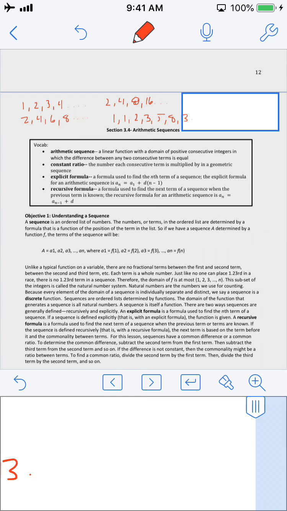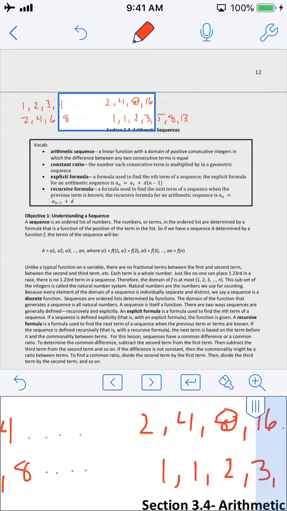There's a lot of sequences. Basically anything that has a pattern. Any list of numbers that has a pattern. And it really doesn't even have to be numbers. We're focusing on the number ones, but sequences could have shapes. You could have emoji sequences. I don't know. You can do whatever you want. We're going to focus on stuff like this.